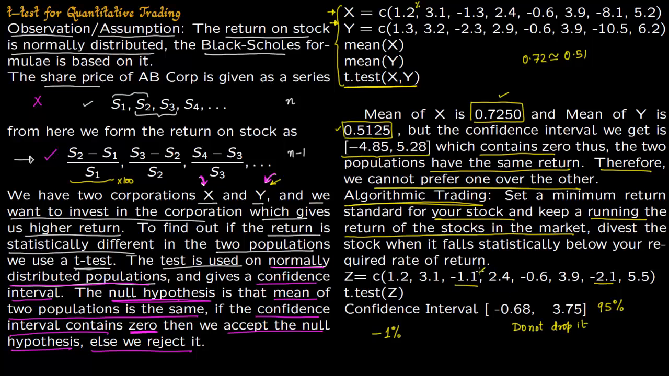Because although you have two values which are below -1%, these values represent some kind of an extreme. They do not represent the true nature. So you do not drop it.